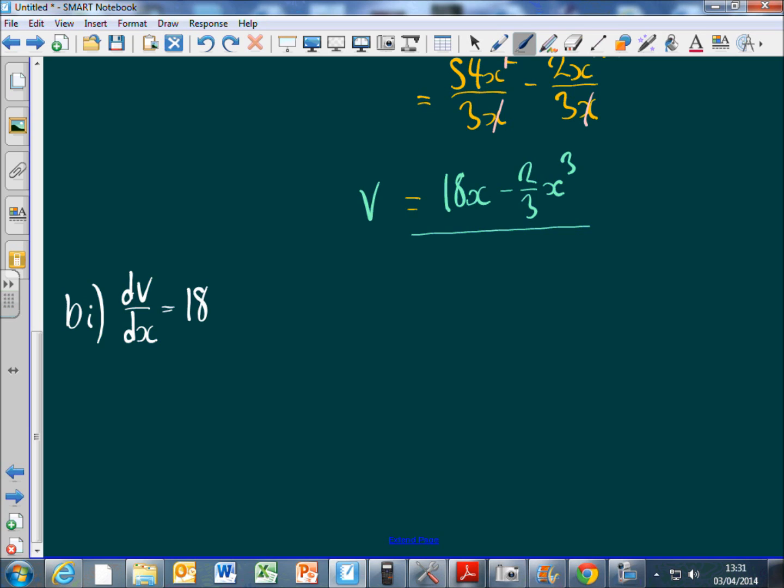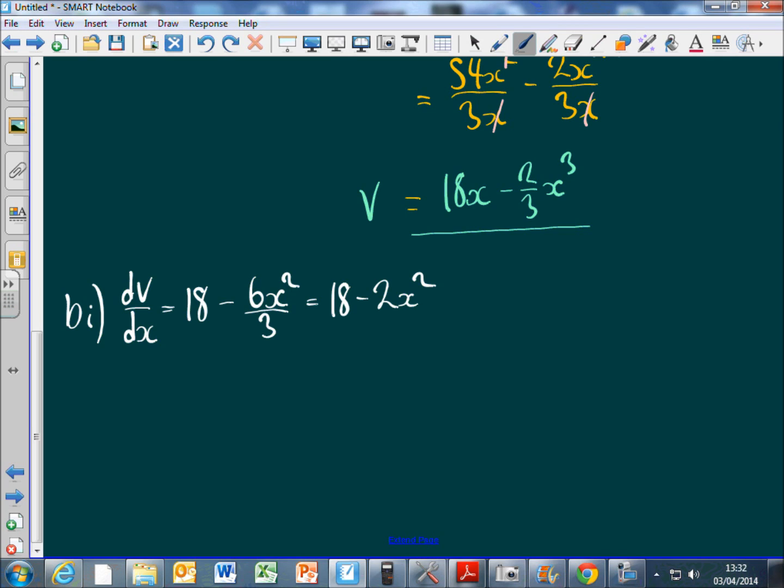18 minus 6x squared over 3. Yeah, I totally agree with that. Minus 6x squared over 3. Brill. Okay. Yeah, and that's the same as 18 minus 2x squared. Okay, fine. So that's your differentiation. That's your 2 marks because you have to differentiate 2 things.